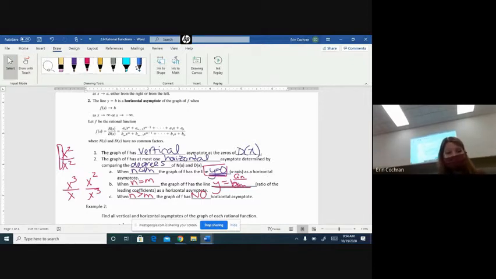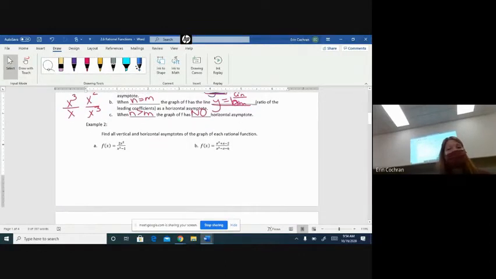All right, find all vertical and horizontal asymptotes of the graph of each rational function. So first off, to find your vertical ones, can I factor the numerator or denominator? Or, yeah, can I factor both the numerator and denominator?